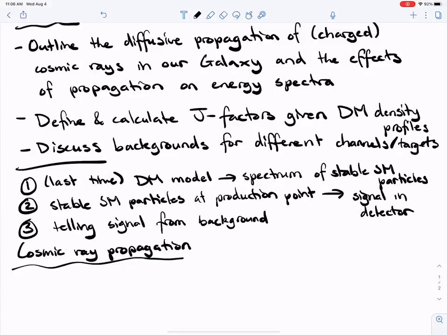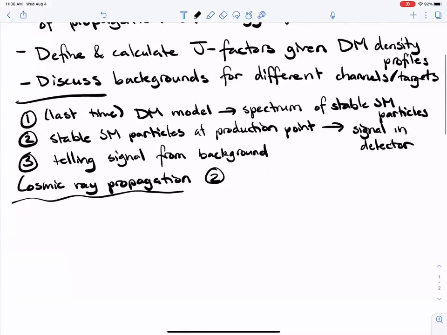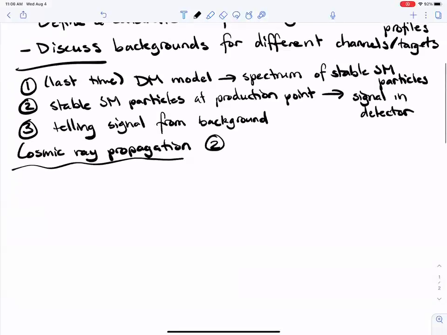So in category two, but also somewhat in category three, since the backgrounds may also be charged particles that need to propagate, we need to understand how, if charged particles are produced in our universe, they get to our detectors. Okay, so the basic issue here is that charged particles, being charged, if you have a magnetic field present, don't travel in straight lines. If you have a turbulent magnetic field, then they will scatter off the magnetic field and essentially diffuse through the magnetic field lines.